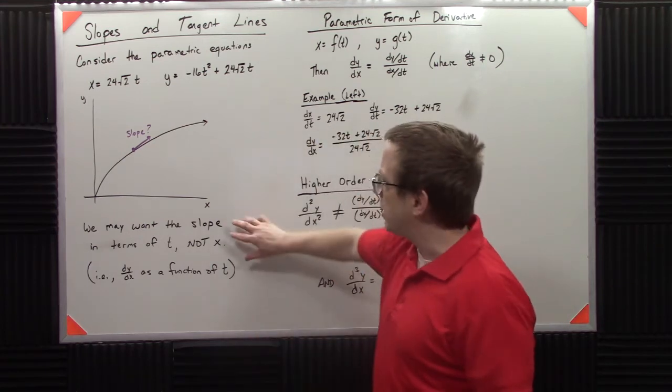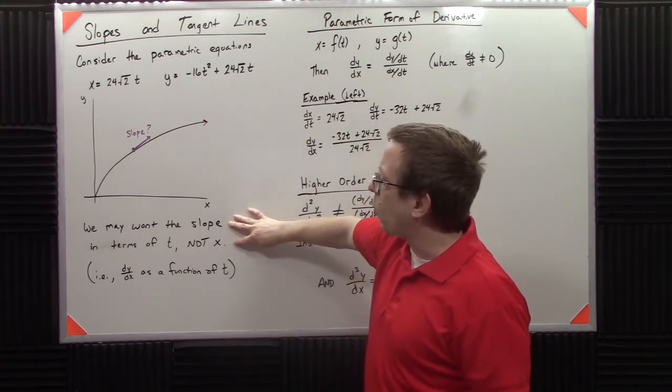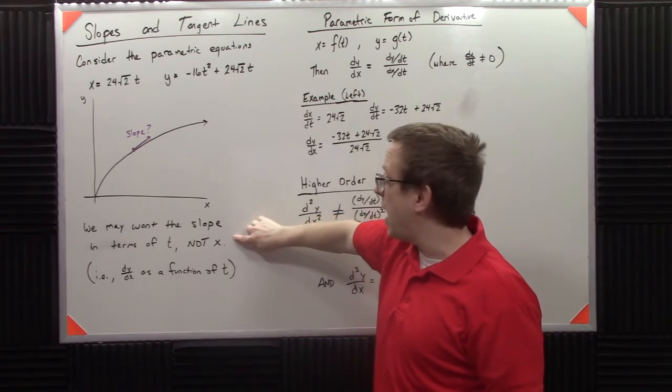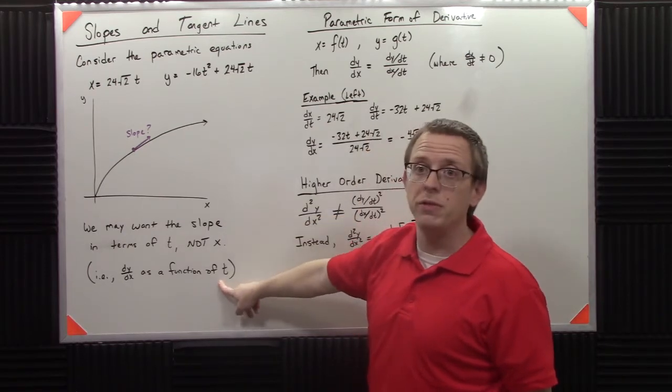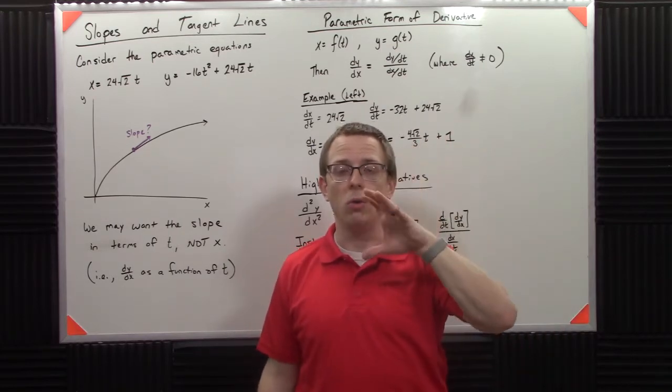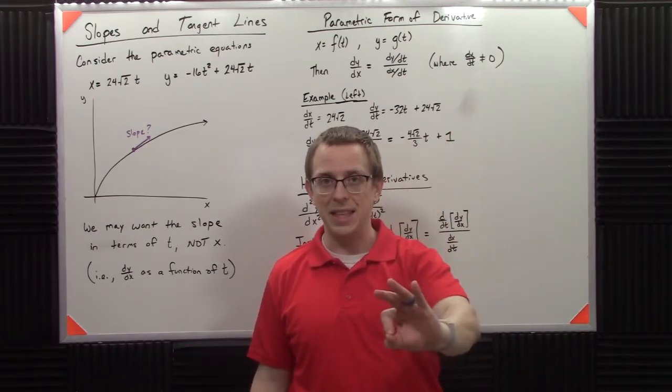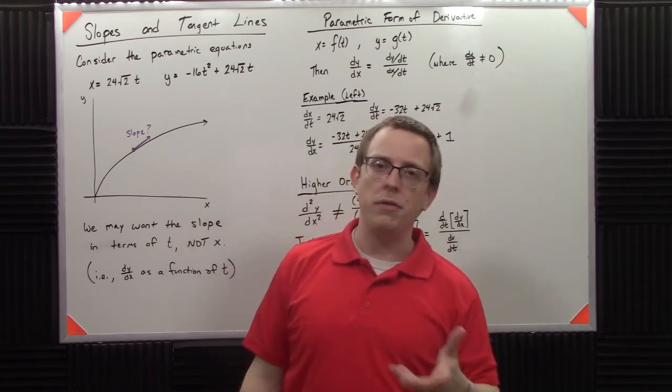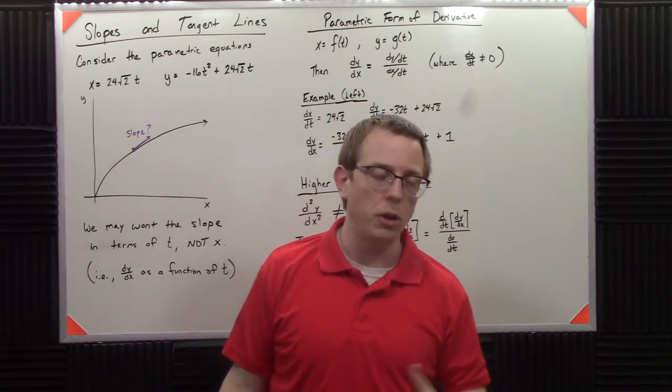But the idea is that we don't want our normal dy/dx as a function of x. We want it as a function of t. We say, okay, I want to know what the derivative is, or what the slope of the tangent line is, at this time. So that's an interesting new play on what we've done before.